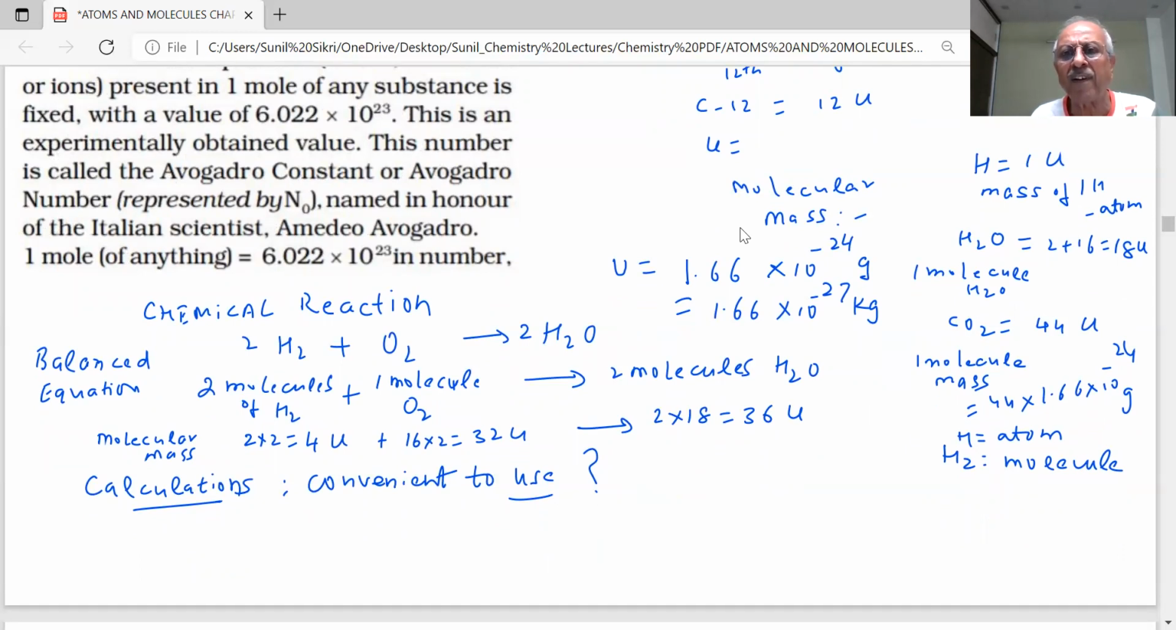These numbers are very, very small. 1 U is equal to 1.6 × 10^-24 gram or 10^-27 kg. We cannot handle this in our calculations, and we cannot say, okay, 4 U hydrogen is combining with 32 U of this to produce 36 U of water. This is not a convenient scale, student.